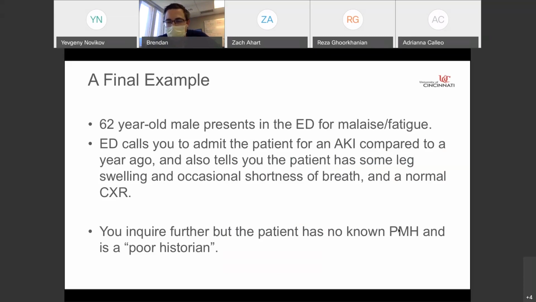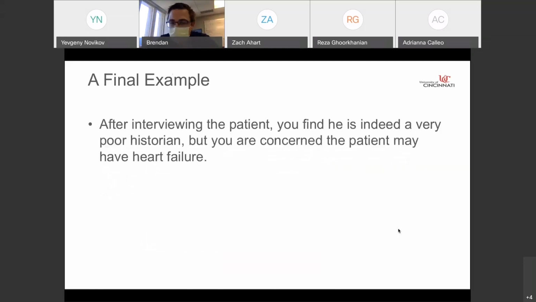He's got an AKI compared to some random labs from a year ago. He also has some leg swelling, he's short of breath sometimes, but his chest x-ray is normal. You ask more questions, but the patient has no known past medical history, and the ED doc tells you he's a poor historian. And you roll your eyes, you go, okay, I'll come deal with this. And you go down, you interview the patient, and you find that he is indeed a very poor historian. He has a hard time answering your questions in a way that's really useful. He tends to ramble and digress to other subjects.